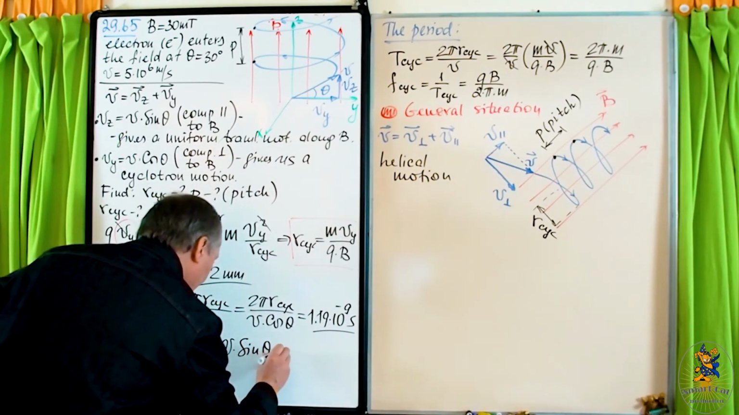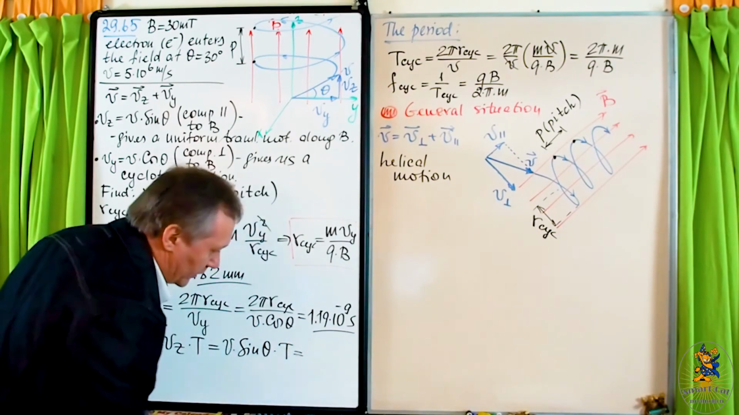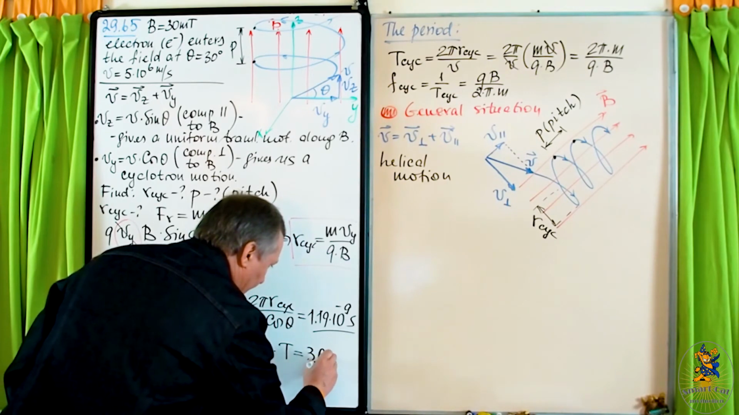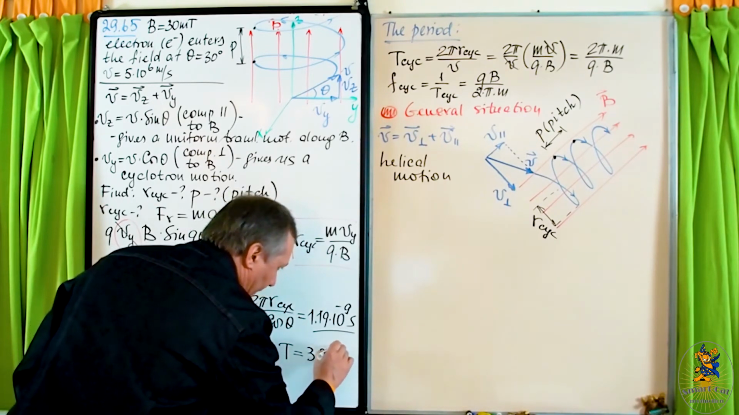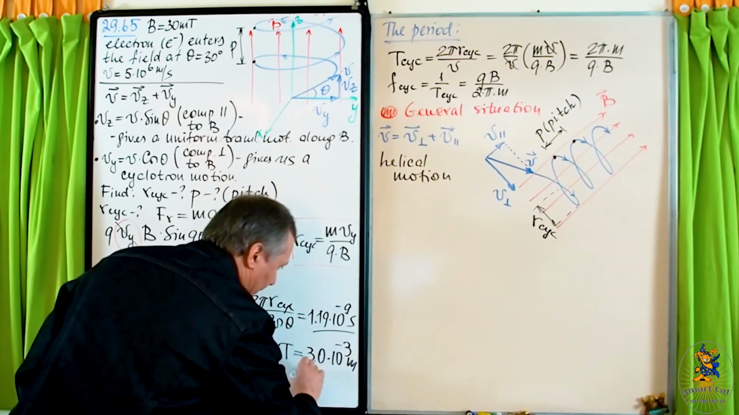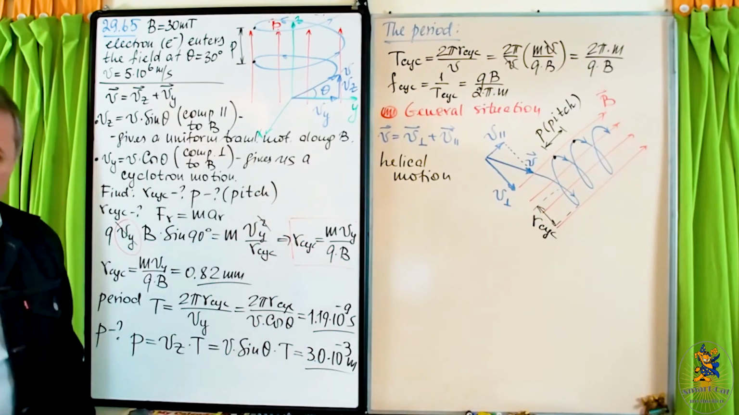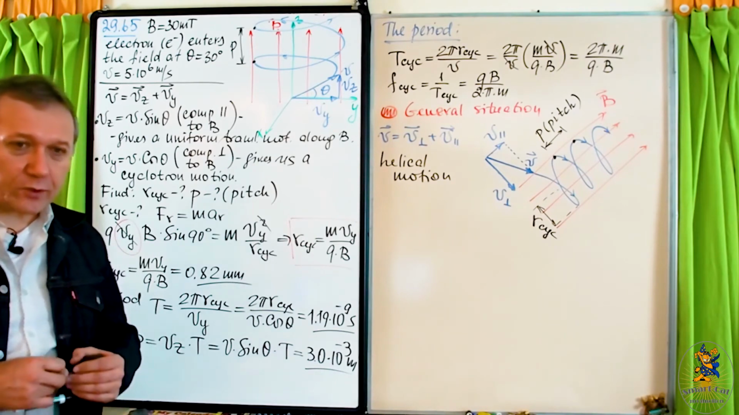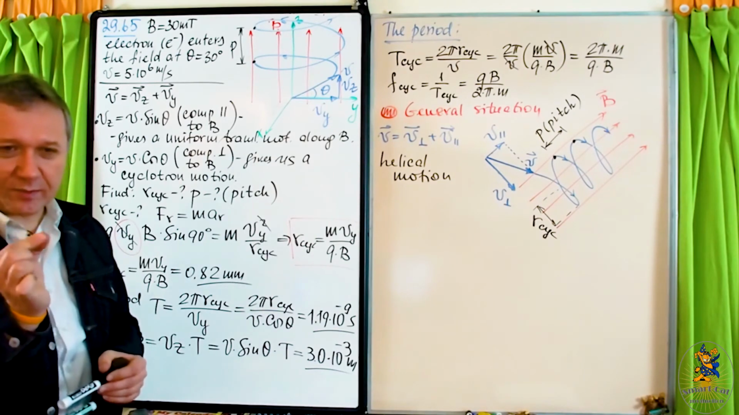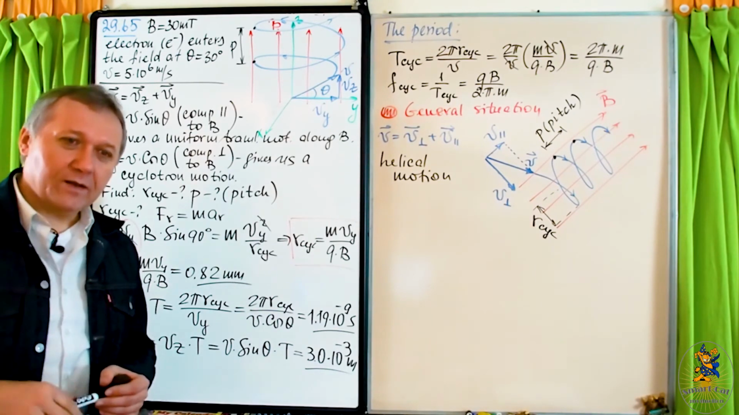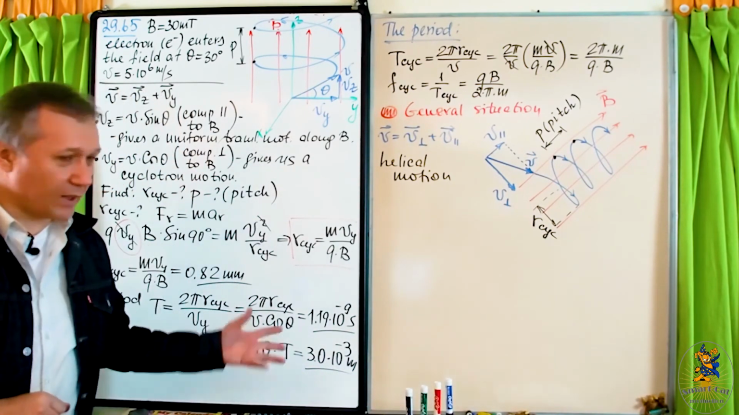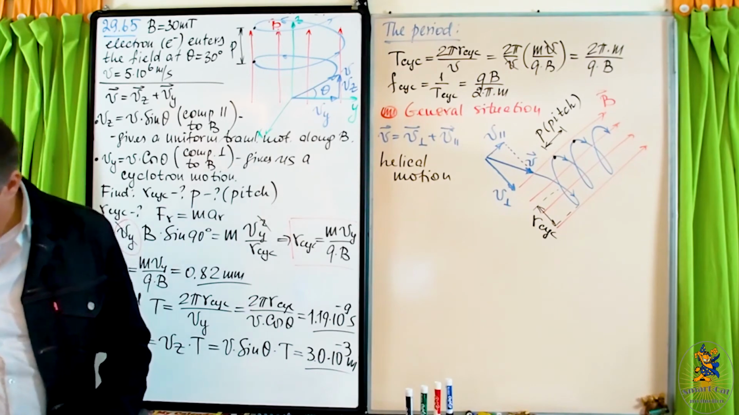Sine theta times T. And if you go through this, you will end up with 3 times 10 to the power of minus 3 meters, which is 3 millimeters, right? Yeah, 3 millimeters. So the cyclotron radius is less than a millimeter, and over one period it gets displaced in the z direction by 3 millimeters.